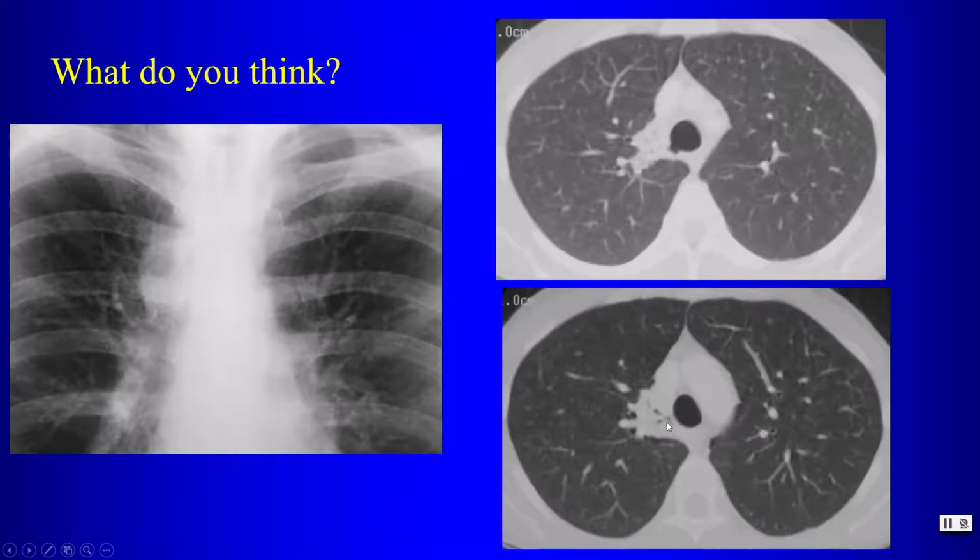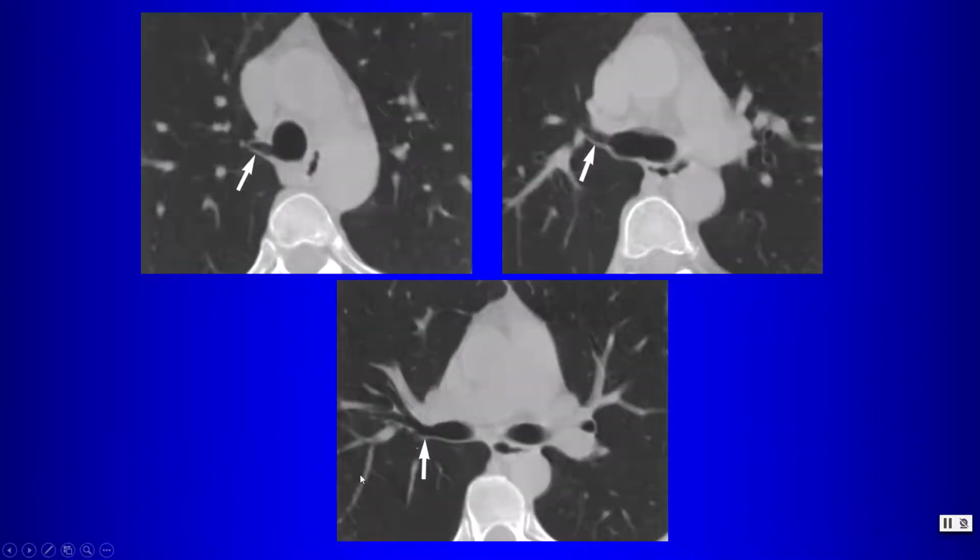What is going on? This is a tracheal bronchus. And the complication of tracheal bronchus is infection or obstruction. And so these patients can develop atelectasis or pneumonia within the area supplied by the tracheal bronchus, as occurred in this example. So another example here of a tracheal bronchus.